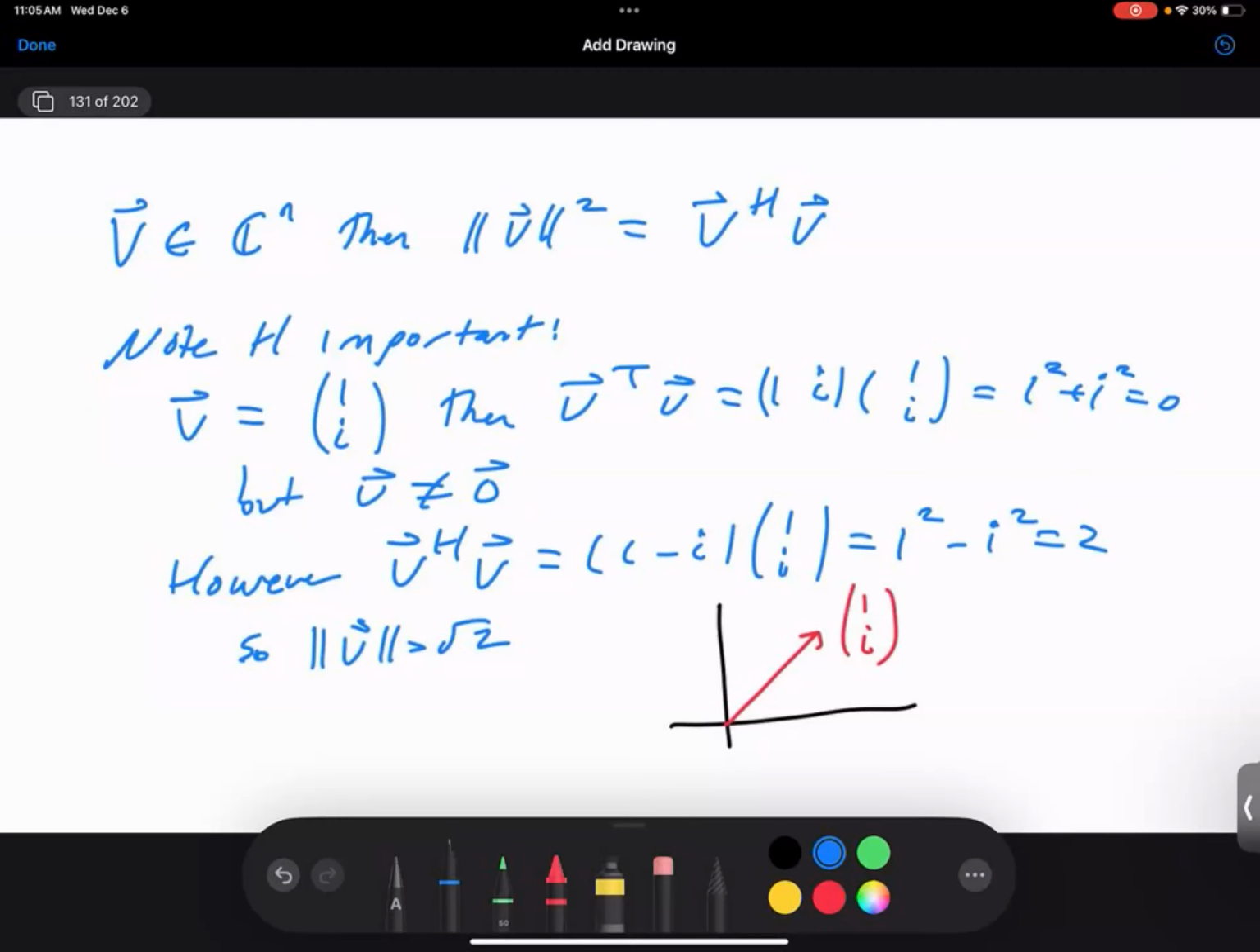But if we take the complex conjugate transpose, now you would get (1, minus i) times (1, i), and you get 1 squared minus i squared, which is 2. So its length is the square root of 2. And this is quite reasonable. If you graph the vector (1, i), you can see I'm going at a 45-degree angle. The base and the height are both 1. Okay, yes, this is the 1-1-root-2 triangle, one of the most famous triangles of all, right?